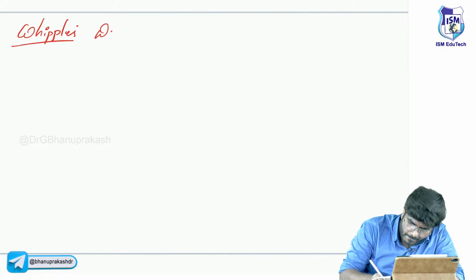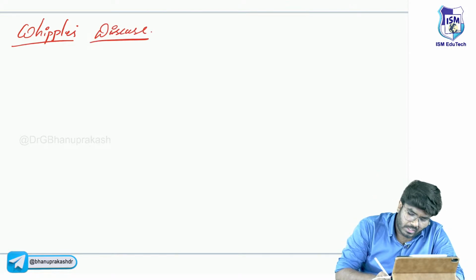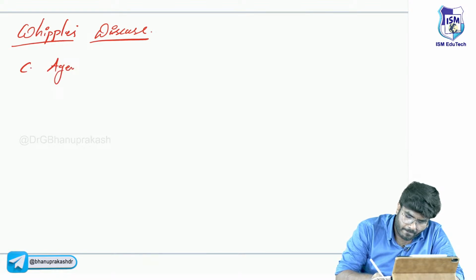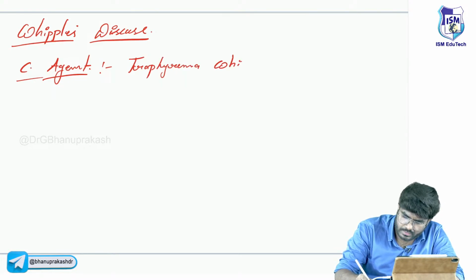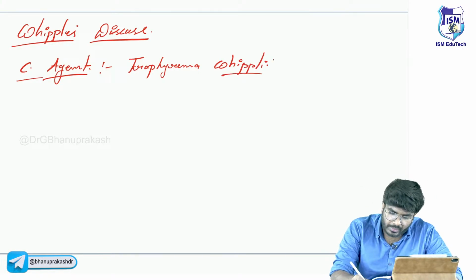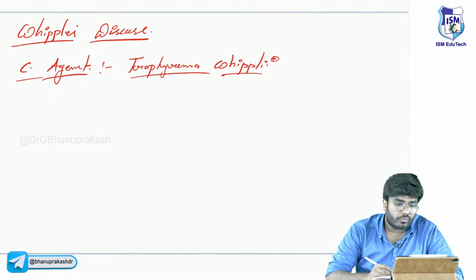Whipple's disease. Okay, Whipple's disease. Now what is the causative agent? The causative agent is going to be Tropheryma whipplei. So this Tropheryma whipplei is going to affect the small intestine.